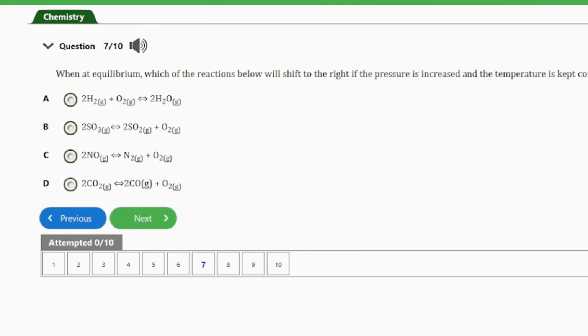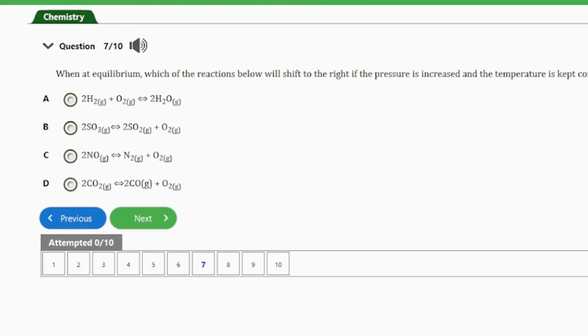Question number 7. It says, when at equilibrium, which of the following reactions below will shift to the right if the pressure is increased and the temperature is kept constant? A, we have 2H2 gas plus O2 gas to yield H2O. B, 2SO3 gas to yield 2SO2 plus O2, all gases. C, 2NO gas to yield N2 gas plus O2 gas. D, 2CO2 gas to yield 2CO gas plus O2 gas.